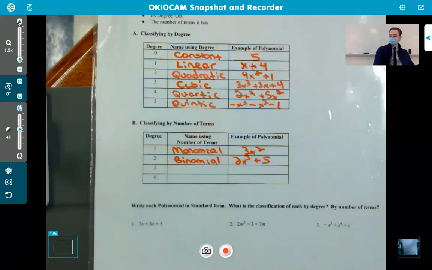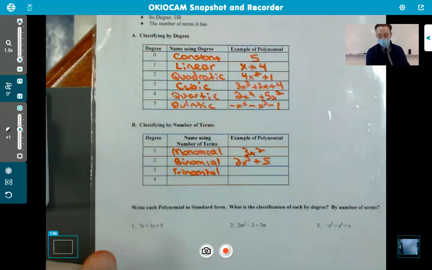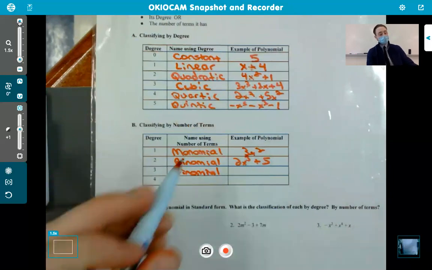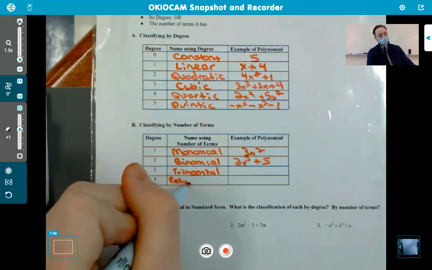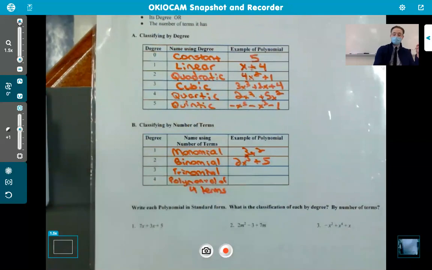Ways to categorize. Hopefully we know this one. What's the prefix for 3? Tri, right? Good. So we have a trinomial. And then anything 4 or greater is literally just called a polynomial of 4 terms. There's no fancy word for that, okay? So if it had 6 terms, polynomial of 6 terms, okay? Any questions about the different names that we have to categorize?